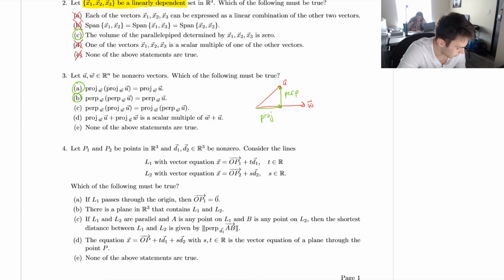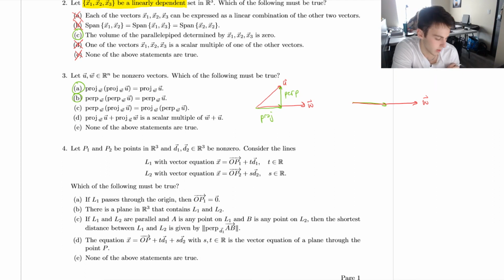So let's think here. What is the perpendicular component of the projection of u on w onto w? So it's basically asking us, if we've got this green vector, if we took the perp of it onto that red vector, which is w, then what would be the perpendicular component? And we can clearly see that since they're lying right on top of each other, then that will be 0.